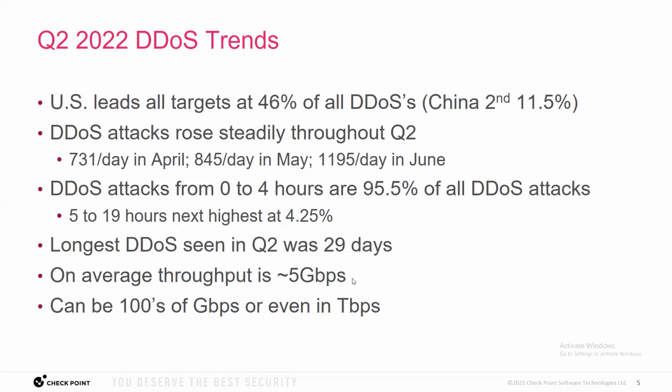Okay, so let's talk about a little more recent news. In Q2 of 2022, which was April through June, here are some stats I picked up. The US leads all targets of DDoS attacks, with 46% of all DDoS attacks targeting the US. China came in second at a distant 11.5%. DDoS attacks rose steadily throughout Q2. It averaged 730 a day in April, 850 a day in May, and almost 1,200 a day in June.